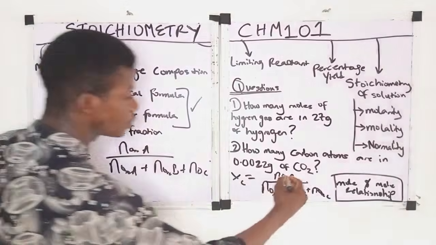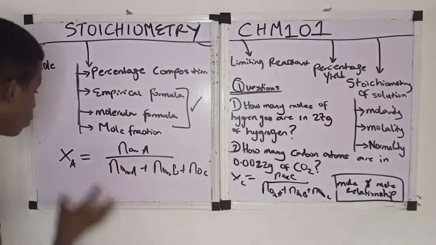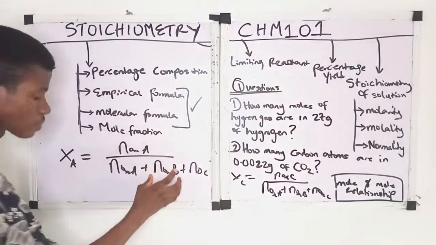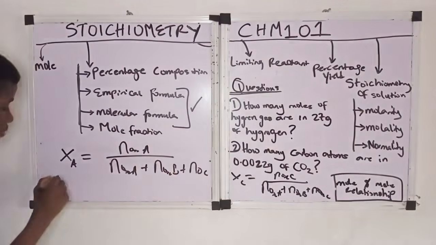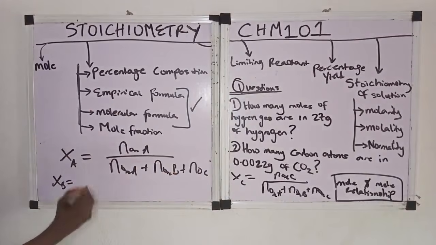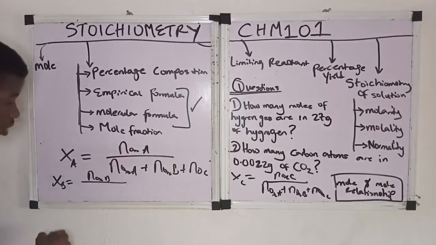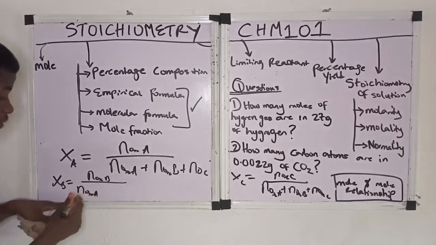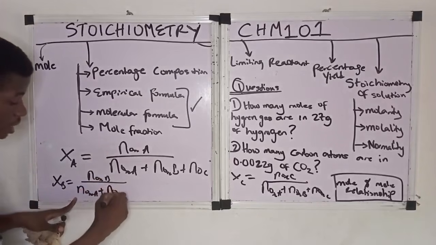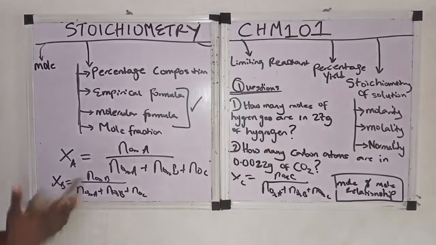Now what if they ask you to calculate the mole ratio of B, for example? You say the mole ratio of B is equal to the mole of B divided by the total mole of the mixture, which is the mole of A plus the mole of B, then plus the mole of C. So that is just it.